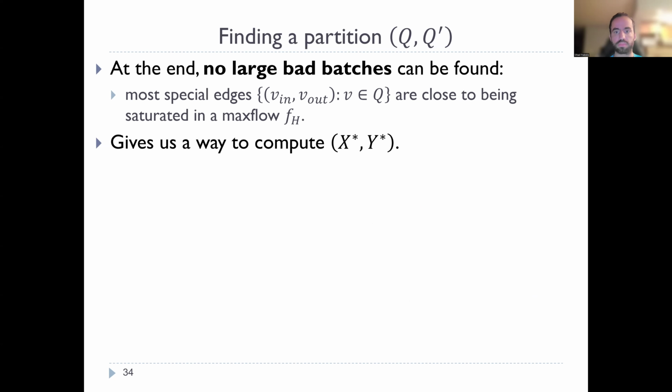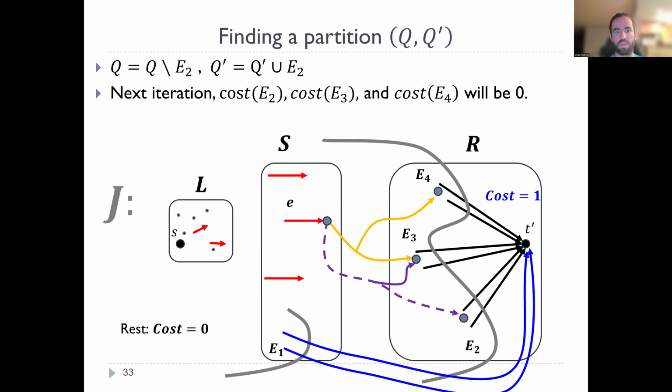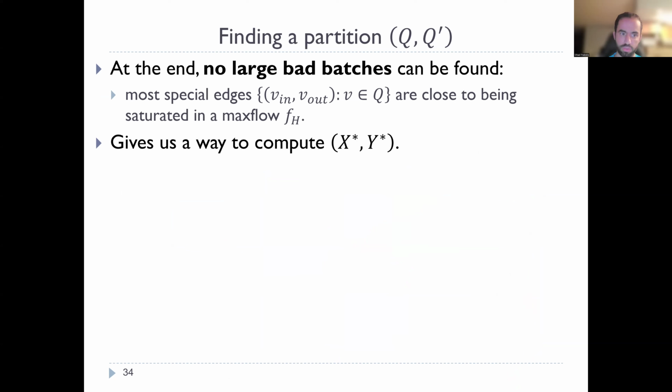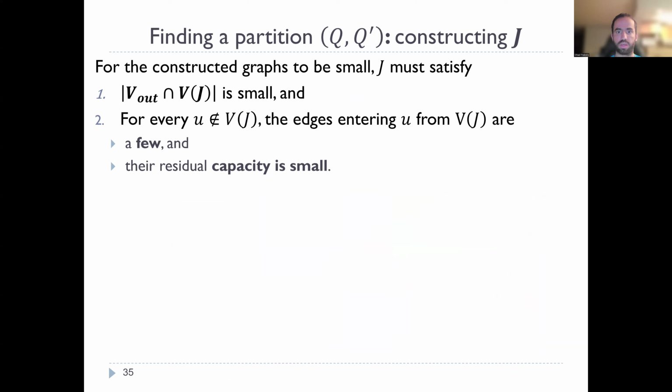And so in this case, most spatial edges, V in to V out, where V is in Q, are close to being saturated in a maximum flow F_H, right? Because we removed all of those edges that might not be used from Q, and so we are only left with those that are close to being saturated. And that gives us a way to compute the corresponding cut, the X star, Y star. Right, so this is how we get the partition Q star, Q prime.